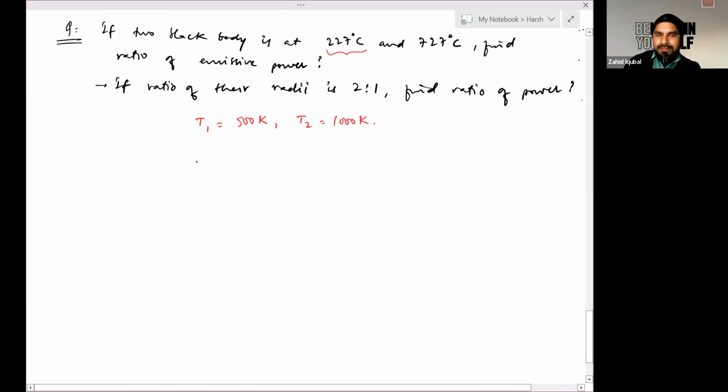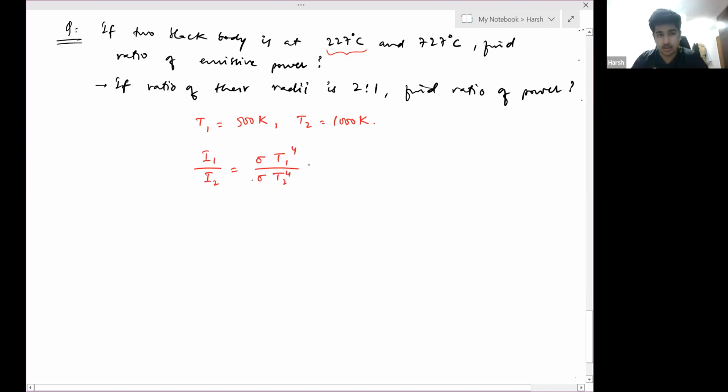According to the formula, emissive power of first, that is intensity of first, divided by intensity of second, will be sigma T1 to the power 4 divided by sigma T2 to the power 4. Sigma cancels out, so you'll get T1 by T2 raised to power 4. That is 500 by 1000, whole raised to power 4, which is 1 by 2 raised to power 4.